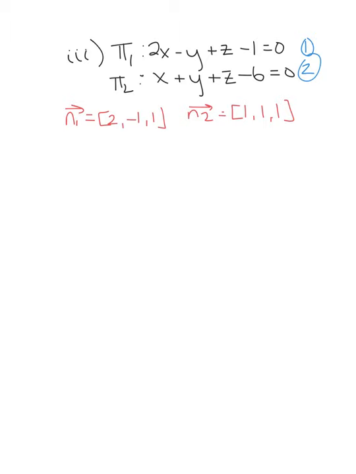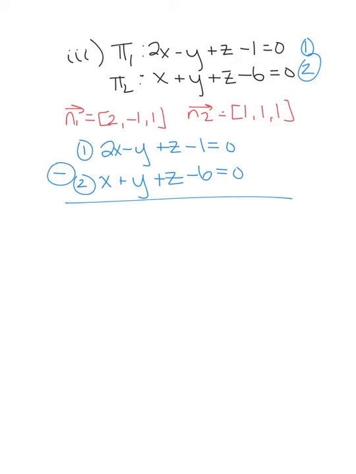So I'm going to choose to eliminate my z's just because they're both a plus z, but you could just as easily eliminate the y's. So because I'm going to be eliminating these z's, I am going to subtract equation 2 from equation 1. So I have 2x take away x, and then a negative y take away another y, so that's a minus 2y, z take away z, we know that that's going to result in nothing, and then negative 1 take away negative 6, so a plus 5.